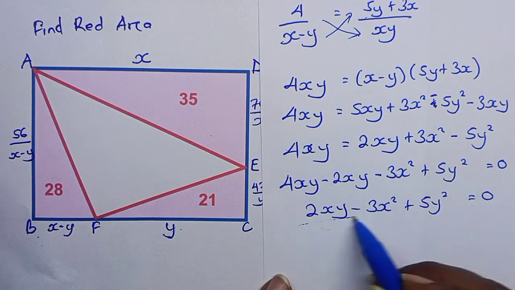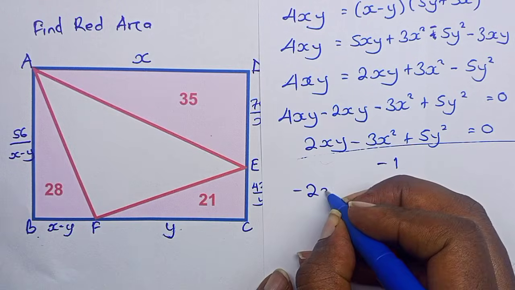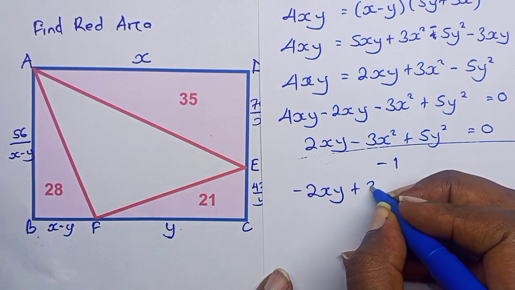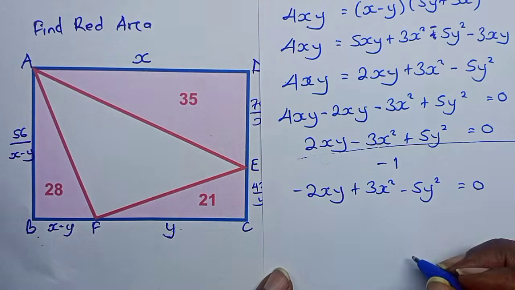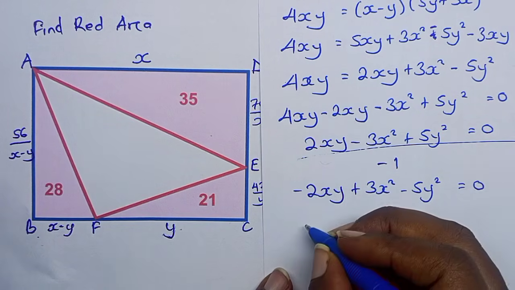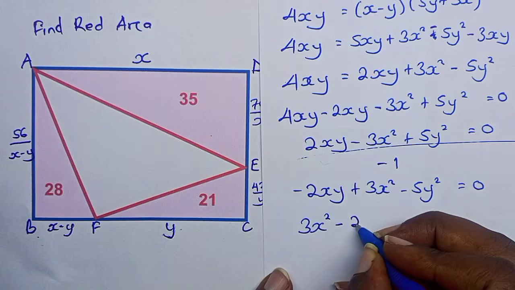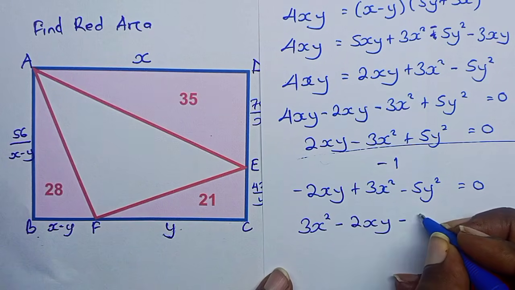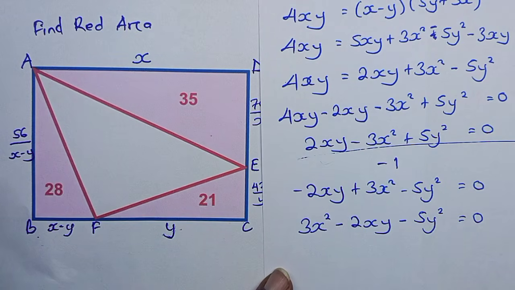So divide the whole equation by -1. So we shall have negative 2xy plus 3x squared minus 5y squared is equal to 0. When we rearrange this, we shall have 3x squared minus 2xy minus 5y squared is equal to 0.